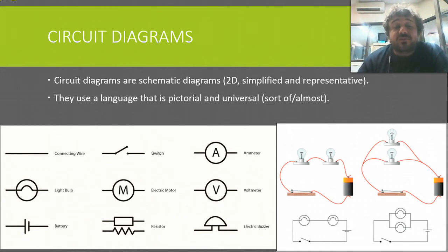So the ammeter is how many charges are moving past. The voltmeter is how much energy they have, how much push there is. There's a resistor, which is just something that uses up the energy, and they're actually quite useful. There's an electric motor, there's the battery, and there's the light bulb. If you see the light bulb, it doesn't really look anything like a light bulb, but that's the way we draw them.